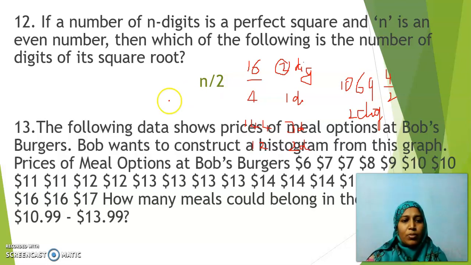Now next question is, we have to find that Bob wants to construct a histogram. Meal options, Bob's Burgers shop. Okay, how many meals could belong in the interval $10.99 to $13.99? 10.99 means it's approximately equal to 11. So it should be about 10. So from where I have to start counting here? 1, 2, 3, 4, 5, 6, 7, 8. Only 8. I should not go for 14. Okay, so the answer is 8 because 13.99. So let us continue in the next video, my dear children.